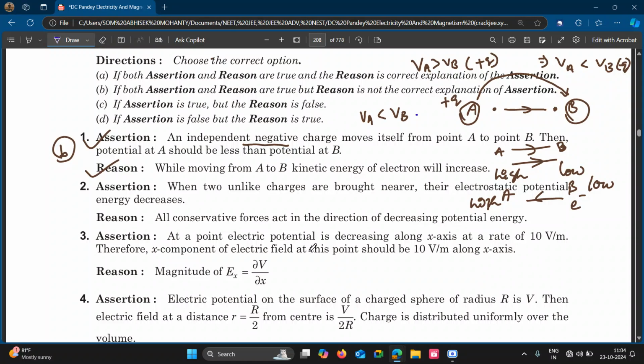Assertion: when two unlike charges are brought nearer, their electrostatic potential energy decreases. Reason: all conservative forces act in the direction of decreasing potential energy.